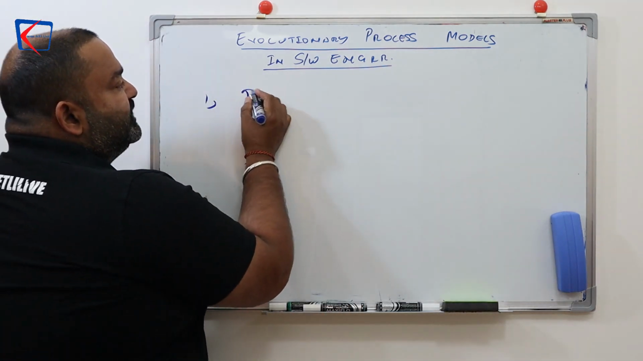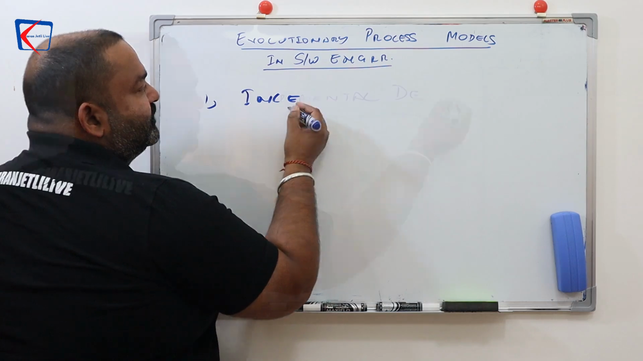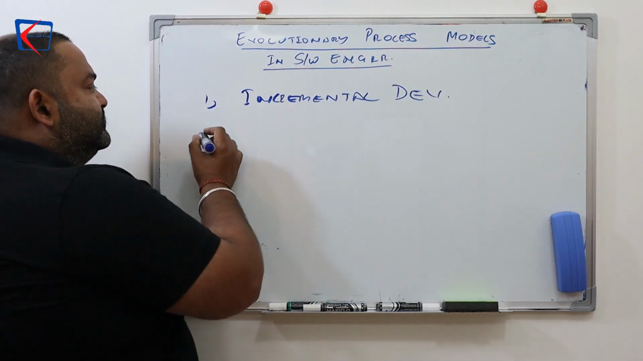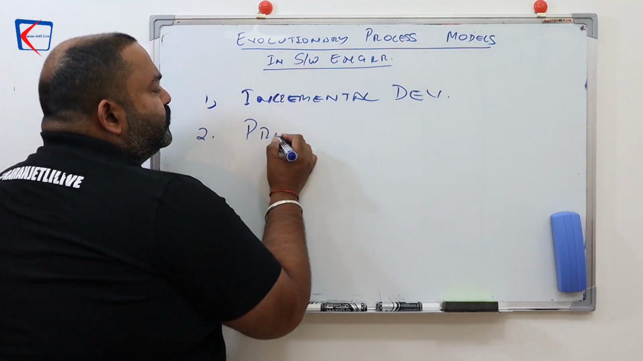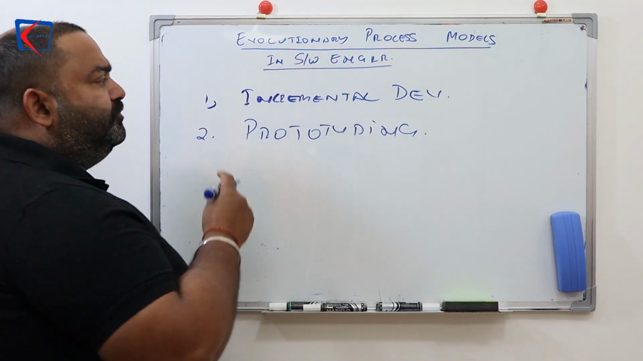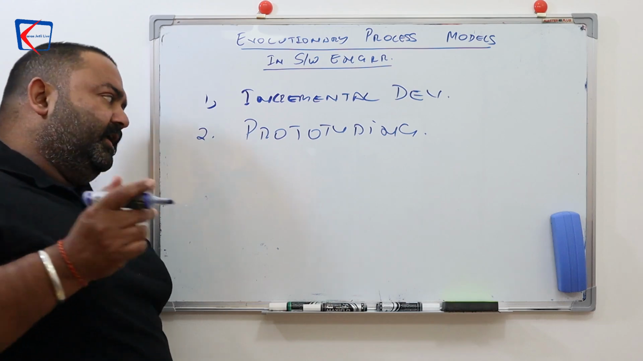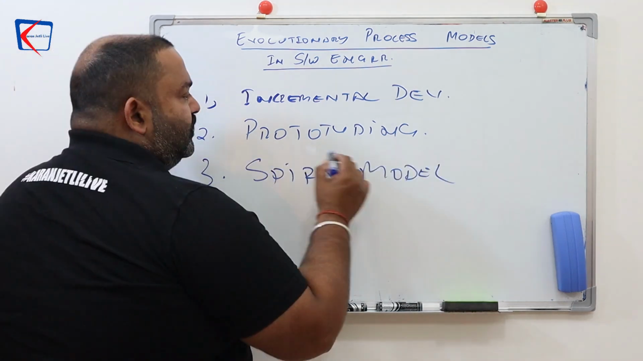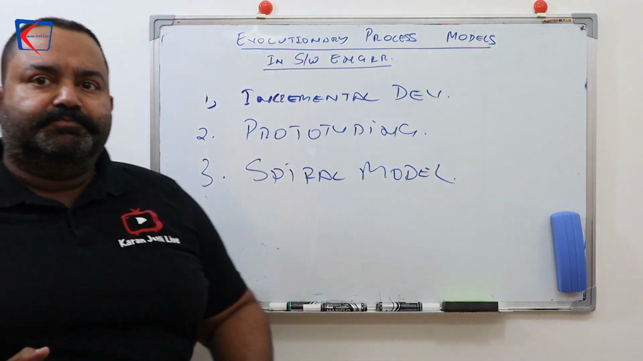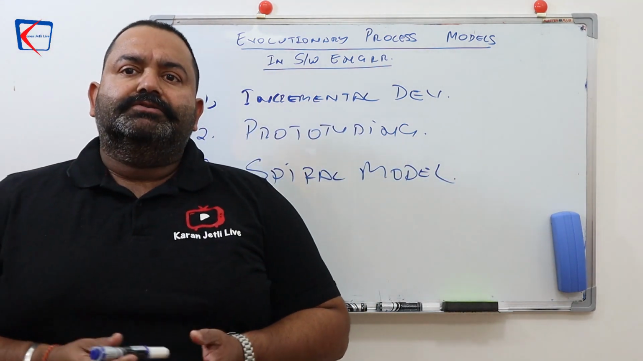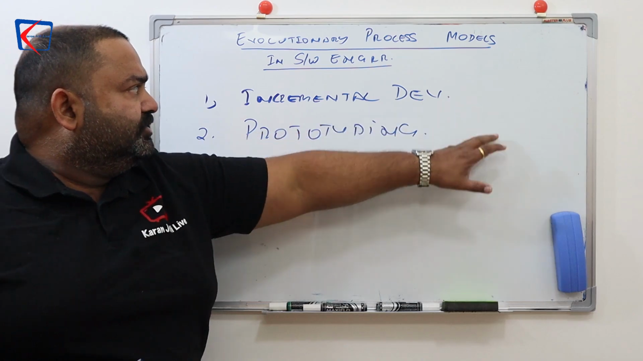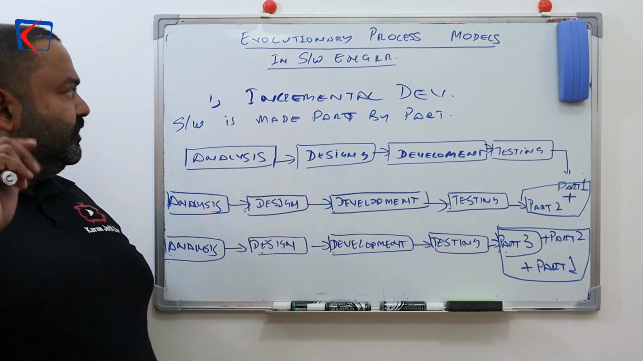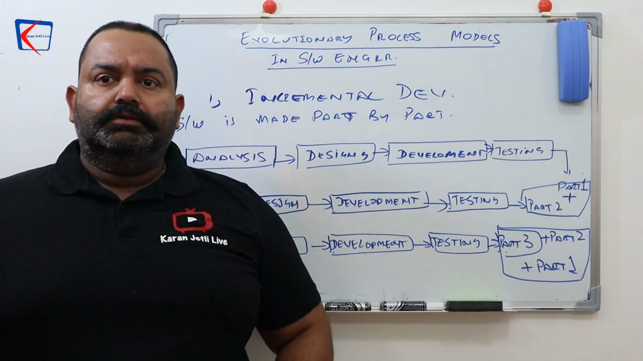One is called incremental development. First approach, incremental development. Second approach, prototyping. And the third approach is the spiral model. So guys, now we will discuss each of these models one by one. So guys, the first model, incremental development.